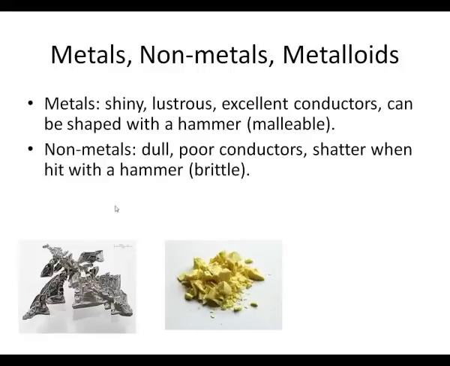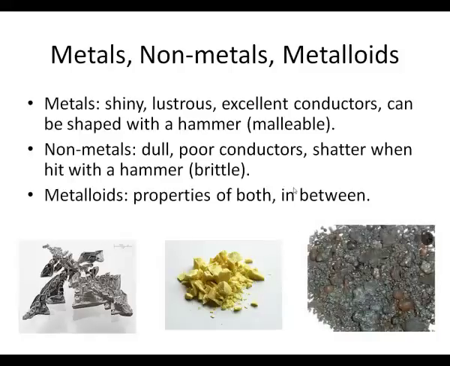Next is nonmetals. Those are dull. They're poor conductors, and they shatter when hit with a hammer. The word for that is brittle. So here you have some sulfur. That's a nonmetal. It's sort of chalky, yellow, kind of smelly. We saw this in class, and we were able to smash some of it with a hammer. So anytime that you hit something with a hammer and it breaks, chances are pretty good it's going to be a nonmetal.